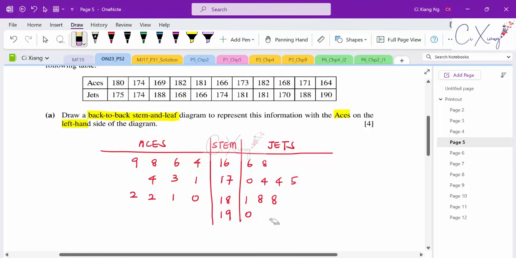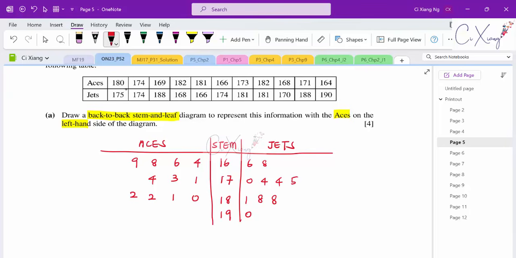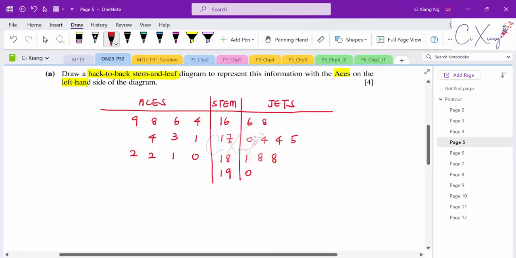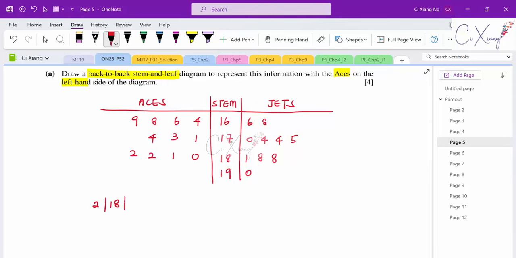Then before we end this question, we need to show them how to read the plot. So you have to show it with a key. You can use any value that you like, any numbers can. So let's say I'm putting it something like this. Of course, these two numbers must be different, the Ace team and the Jets team, so they can show clearly.